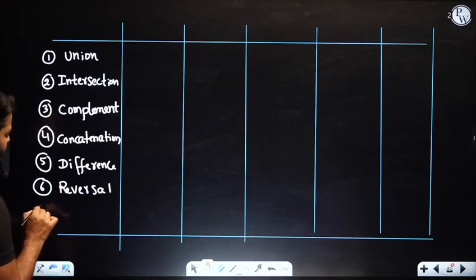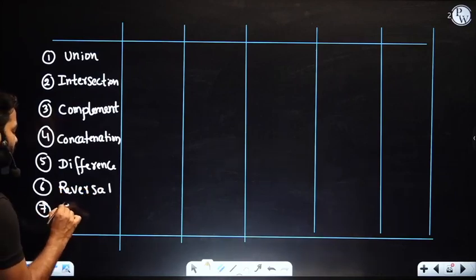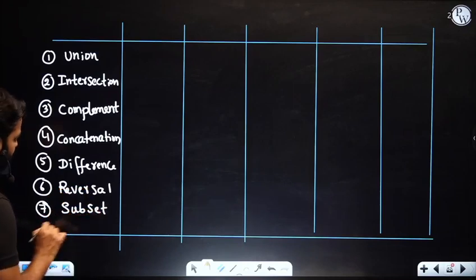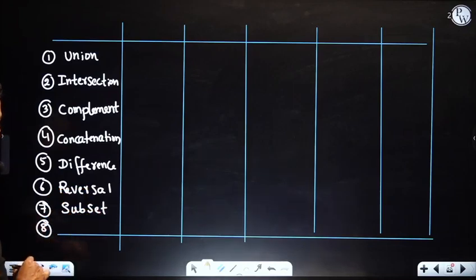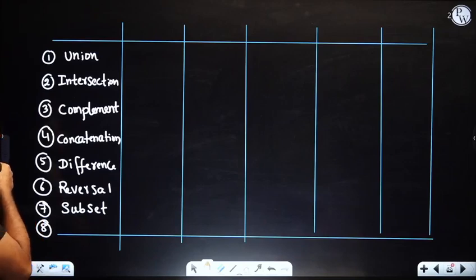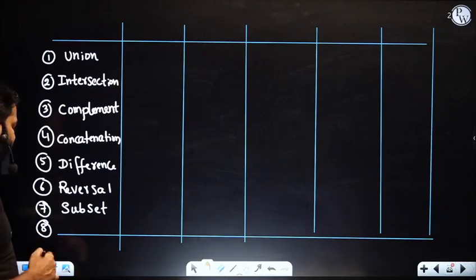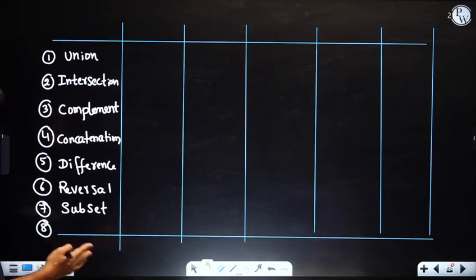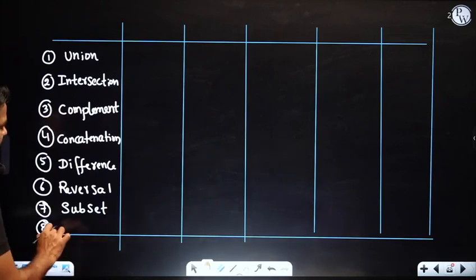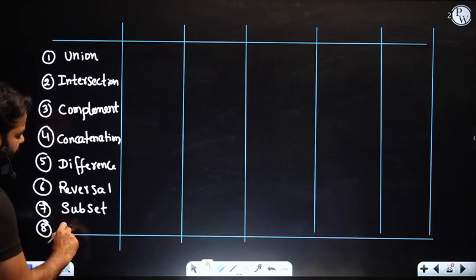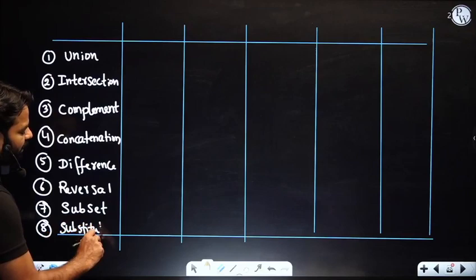I will give only 8, the remaining you just do on your own. Subset, 8th, union, intersection, complement, concatenation, difference, reversal, subset, substitution, homomorphism, that you do on your own. I think 7 would be sufficient. Concatenation is covered. Let me think, any other important operation that is needed. Okay, I will keep substitution, so that most of the important points will be covered.